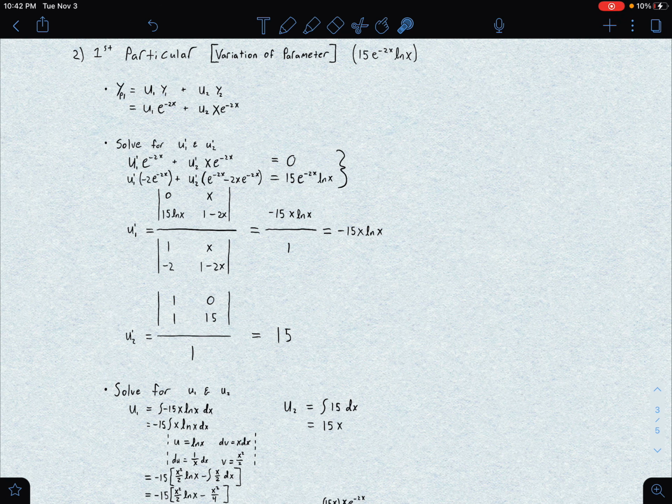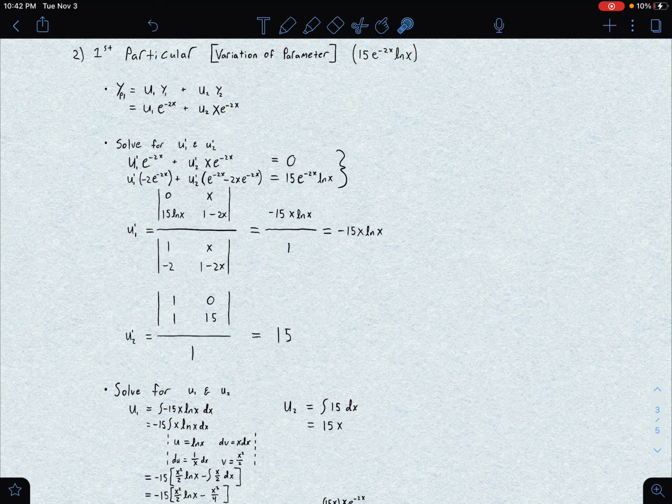So solving for this determinant, this will equal 0 when we multiply it. And then we'll get a minus x times 15 natural log of x. And our bottom determinant will just go to 0 because we have a 1 times 1 minus 2x. So we get 1 minus 2x for that. Minus a negative 2x, which will give us a plus 2x, which will cancel out this minus 2x and leave us with just 1. So our u1 prime is negative 15x natural log of x.